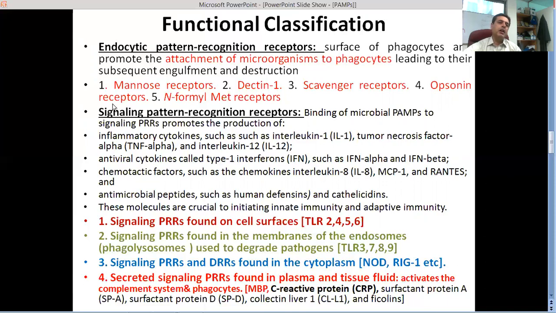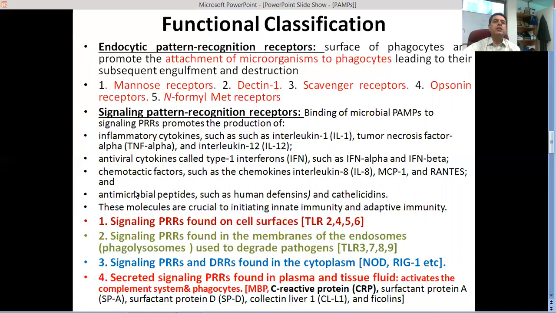The second types are the signaling pattern recognition receptors. So what is their job? Their job is binding microbial PAMPs to the signaling pathogen recognition receptor, which promotes the production of what? Number one, inflammatory cytokines such as interleukin 1, tumor necrosis factor alpha, and interleukin 12. Number two, antiviral cytokines called type 1 interferons such as interferon alpha and interferon beta.